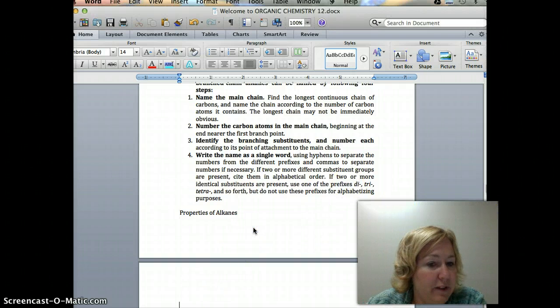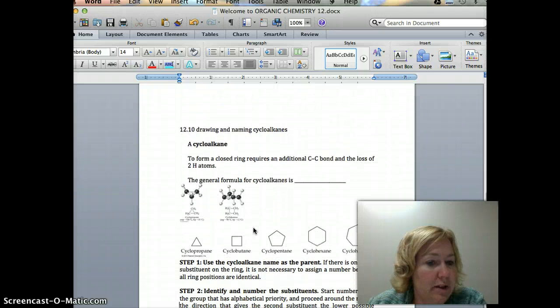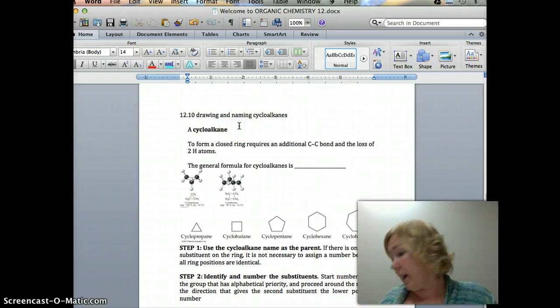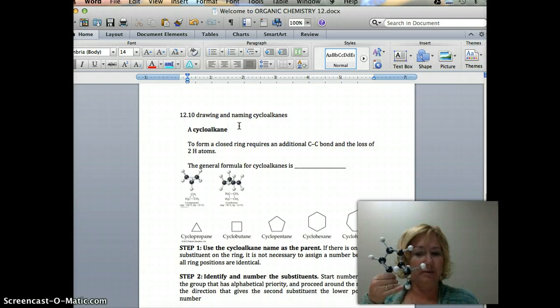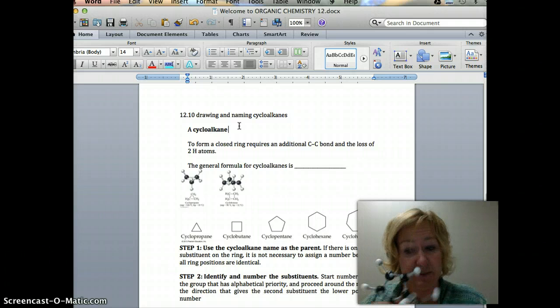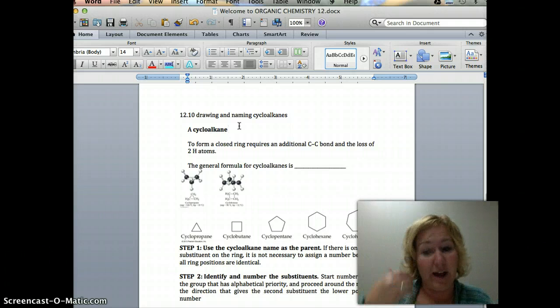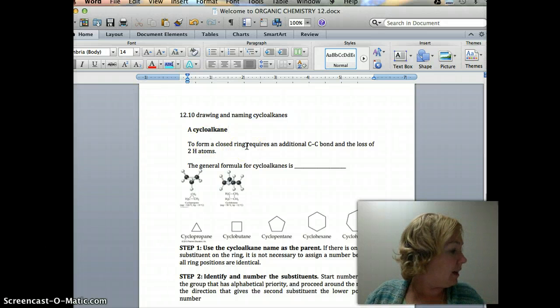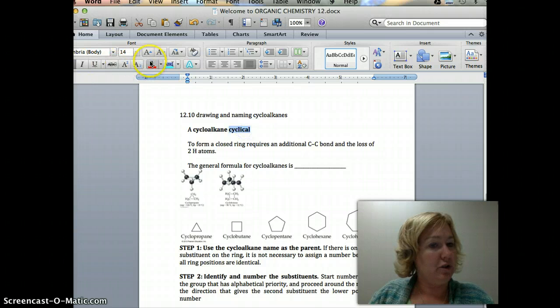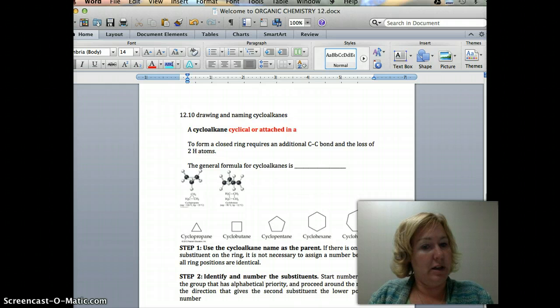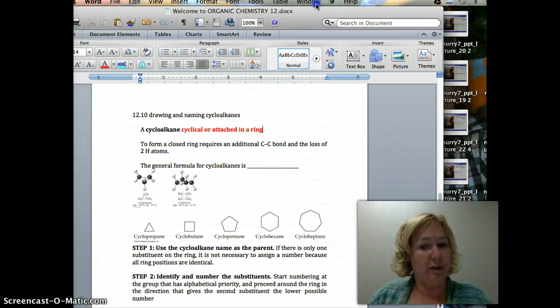Okay. Some fun things about alkanes before we leave. A cycloalkane. So now the real fun begins, people. Now we've made them cycloalkanes. Now it's good times. Now you get to draw things like little stop signs and little houses and all kinds of fun stuff. A cycloalkane is just cyclical. It is attached to each other, cyclical, or attached in a ring.